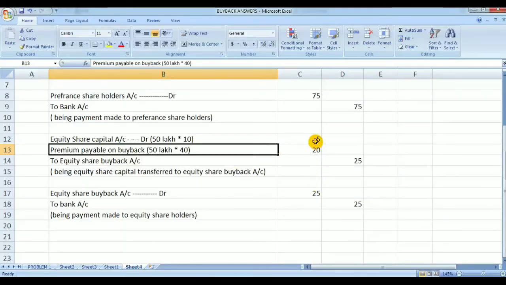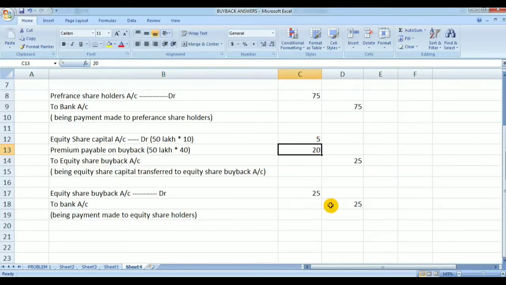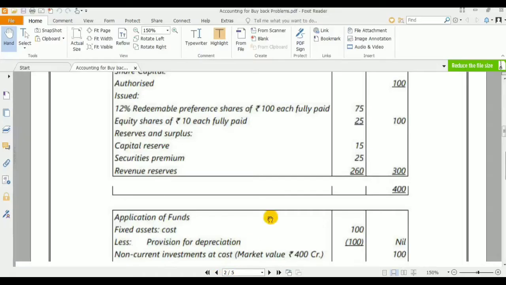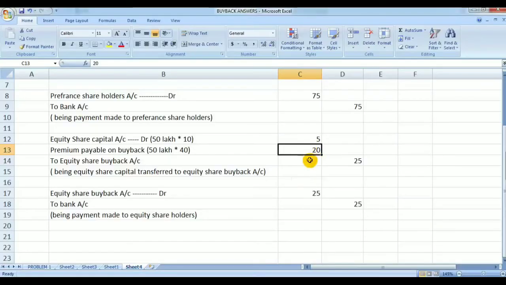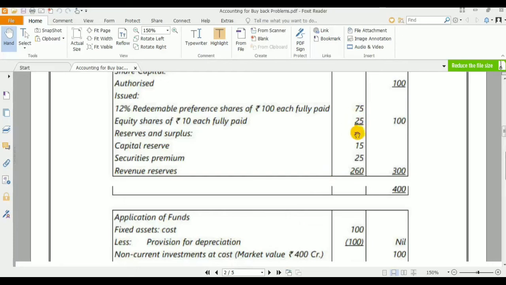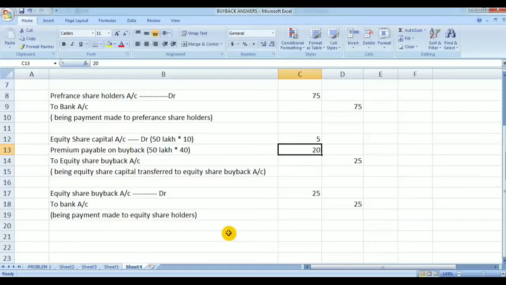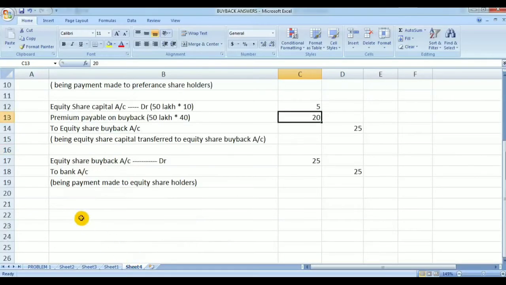See, for 5 crore shares, we have paid 20 crores as premium. So we need to utilize our securities premium account for paying this premium. Okay, so this 20 crore premium will be coming from this money, securities premium account. So we'll need to pass an entry for that.